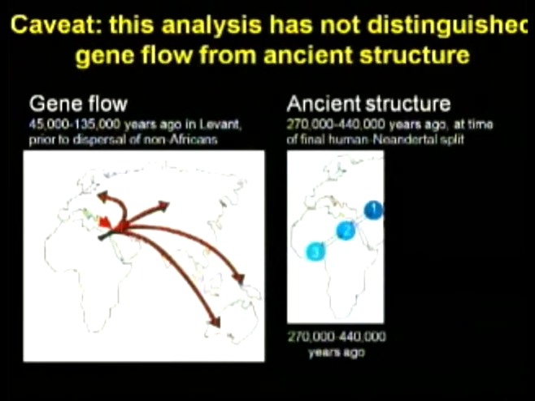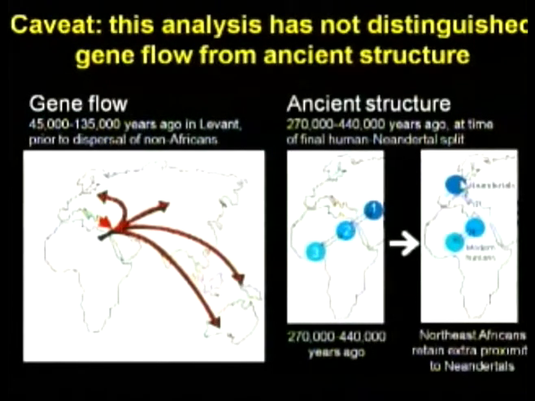So if you imagine that, say, 350,000 years ago, the human population was substructured into 3 groups, here 1, 2, and 3, one in the Near East, one in Northeast Africa, and one more in Southern Africa, exchanging genes, but quite differentiated like human populations today. And then what happened is population 1 went off and became Neanderthals a few 100,000 years later, and populations 2 and 3 continued to exchange genes and then evolved into modern humans, but population 2 retained a little bit of extra proximity to Neanderthals because it started out that way, not complete homogenization.